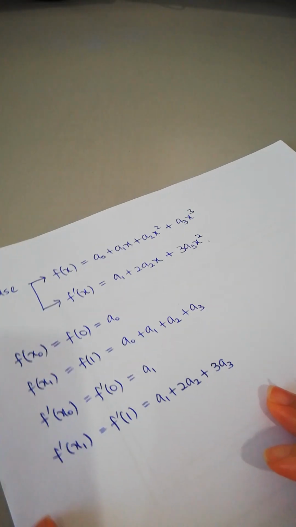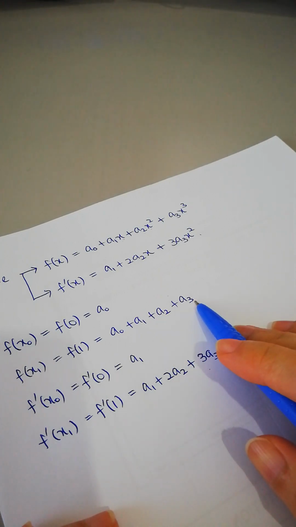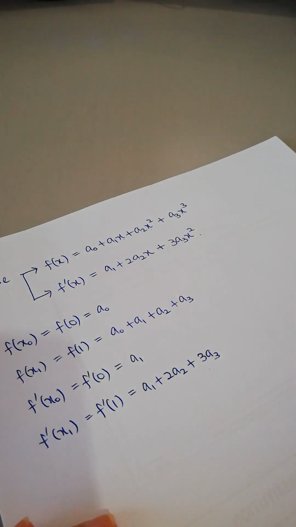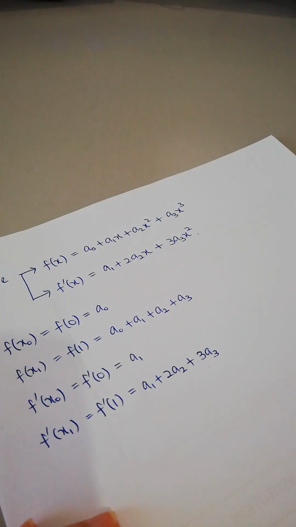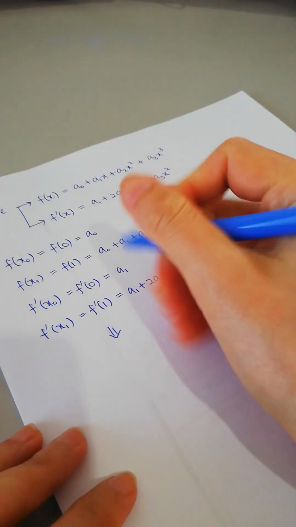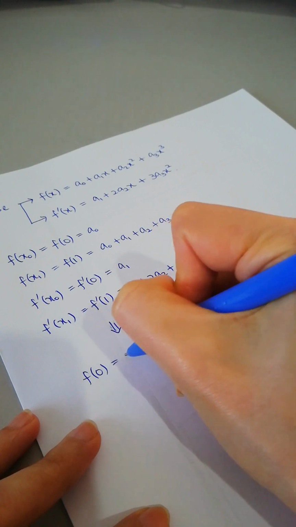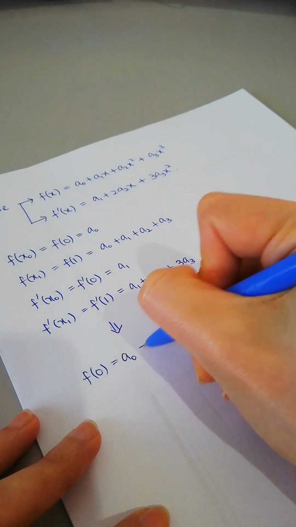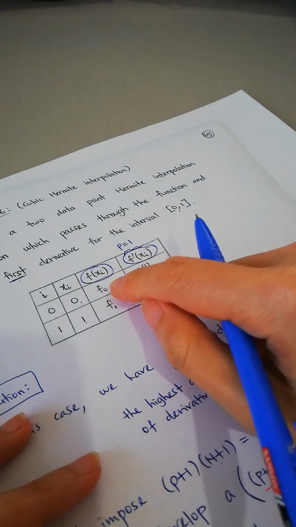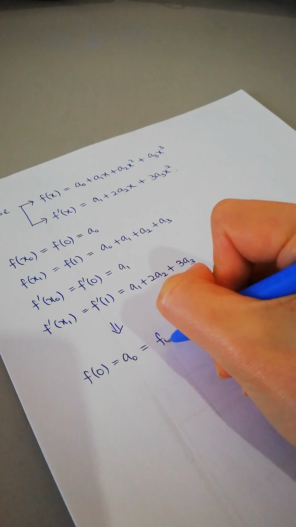So now you see a0, a1, a2, a3 are the unknowns, so I can rewrite this function. Okay, now what do you know? We have f(0), which is equal to a0. What is your f(0)? So this is the one. We also have f(0), so it's equal to f(0).